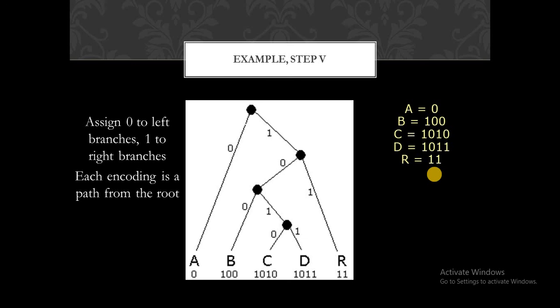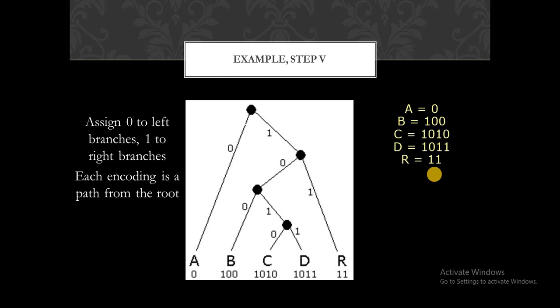Then C. To reach leaf node C, we need to start from the root node. Then we traverse the right side, so that is 1. Next left side, that is 0. Next again right side, so that is 1. Next left side, so that is 0. 1 0 1 0. To reach D, start from the root node. To reach leaf node D, we traverse towards the right side. So 1, next 0, next 1, next 1. So the encoding information of D is 1 0 1 1.